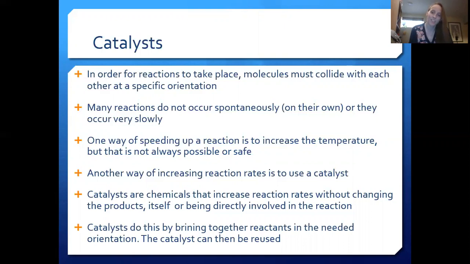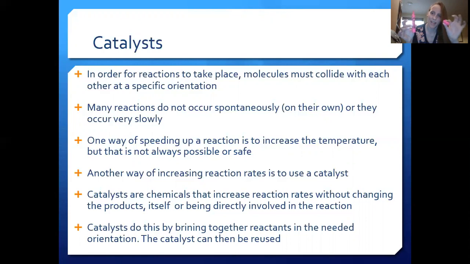A safer way is often to use a catalyst, which is just a chemical that's going to increase the reaction rate of the chemical reaction without actually being a part of the reaction. So it's not going to affect what the products of the reaction are, just how quickly you're making those products. Essentially, it makes sure that anytime molecules collide, they're going to collide in the correct orientation.